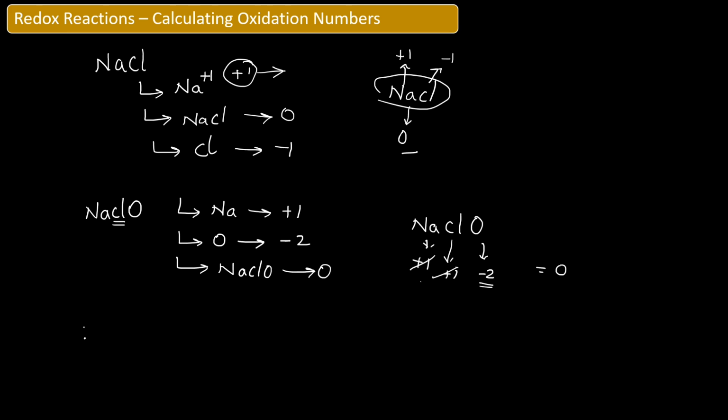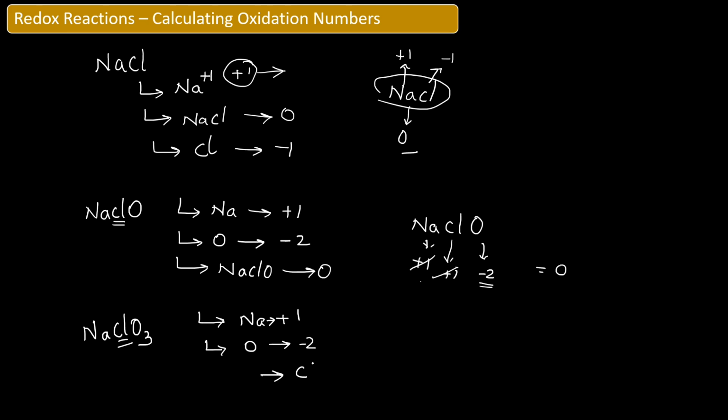Let's go to the next example, which is NaClO3, which is sodium chlorate. And let us try to find the oxidation state of chlorine here. Again, let's write it down. Sodium will have +1 oxidation state, and oxygen here would again be -2.